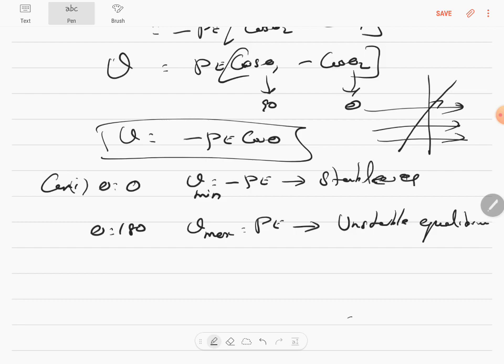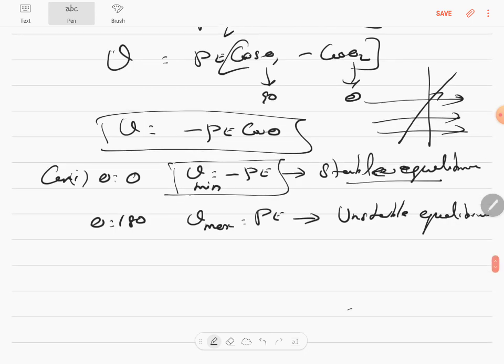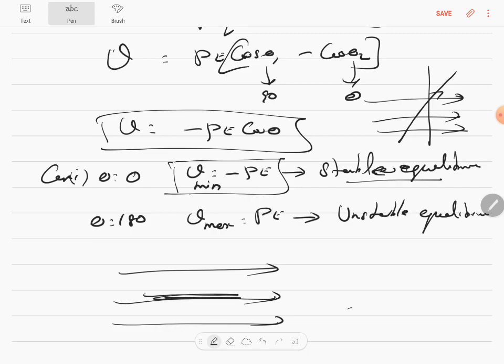So what is the meaning of stable equilibrium? Supposing the dipole is in this position, which is a stable equilibrium position, that is when theta is equal to 0, which means the electric field is like this, and the dipole is also in the same direction. I mean, it's making an angle 0 with the electric field. Then if you slightly rotate it, it will come back to its equilibrium position. However you disturb it, it will come back to its original position.